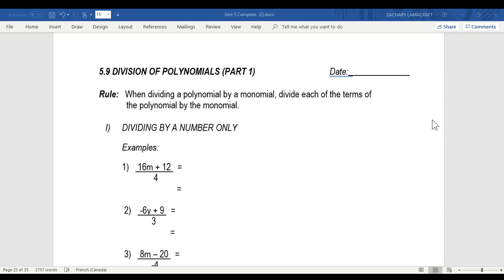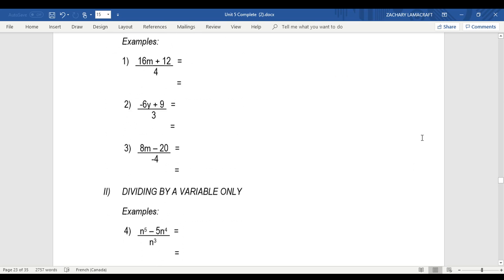Okay, so 5.9 is the division of polynomials, part 1. When dividing a polynomial by a monomial, you've got to divide each of the terms of the polynomial by the monomial. We've got two examples here. The first is when we divide by a number only. The second is when we divide by a variable only.